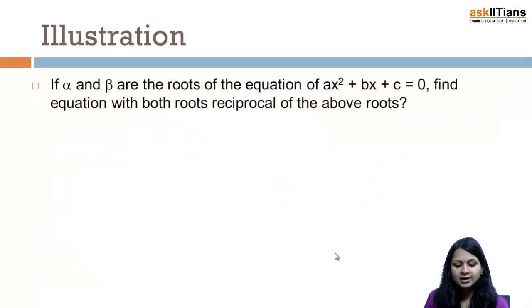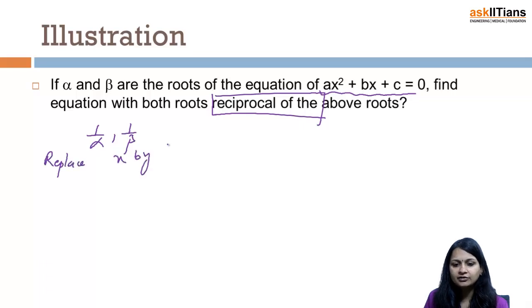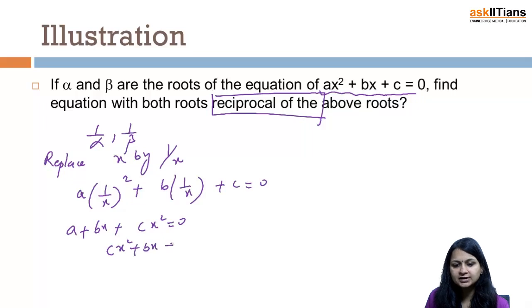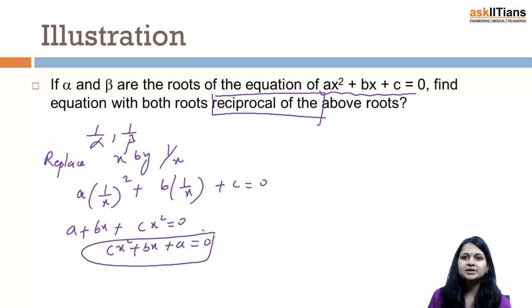Okay, let's take one more illustration. Here I have alpha and beta, the roots of ax square plus bx plus c equal to 0, and we have to find the equation when both roots are reciprocal. Reciprocal means 1 upon alpha and 1 upon beta. So I will simply replace x by 1 by x. So this becomes a into 1 by x whole square plus b into 1 by x plus c equal to 0, right? On rearranging you will have a plus bx plus cx square, or cx square plus bx plus a equal to 0. So very simple.